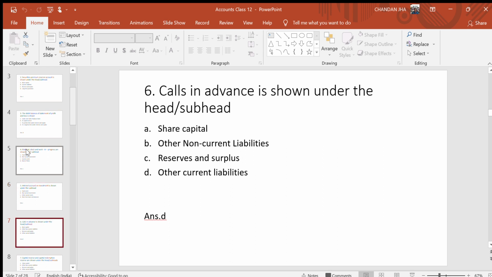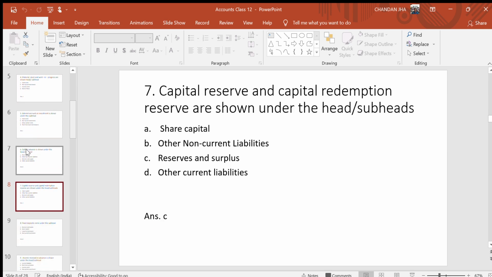Question number 6. Calls in advance is shown under head subhead. Share capital. Other non-current liabilities. Reserve and surplus. Other current liabilities. The correct answer is answer D. Other current liabilities.